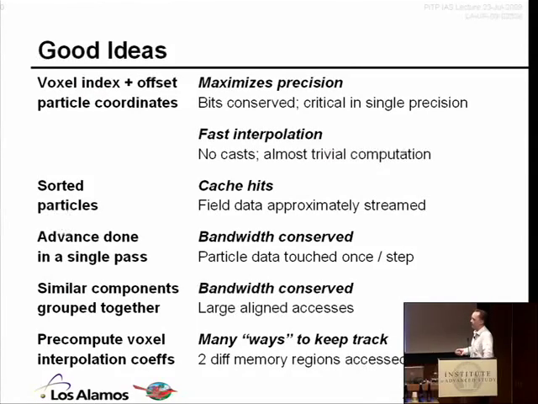In fact, we go a step further with the field data structures: instead of using the fields directly, we pre-compute an array of voxel interpolation coefficients. As a result, if we actually go through VPIC's loop, there are only 2 different memory regions being accessed during the particle advance, and the cache has no trouble keeping up with what we're doing. We're very nicely matched to the capabilities of the memory subsystem of our platforms.